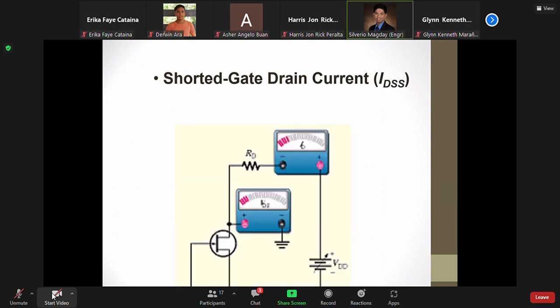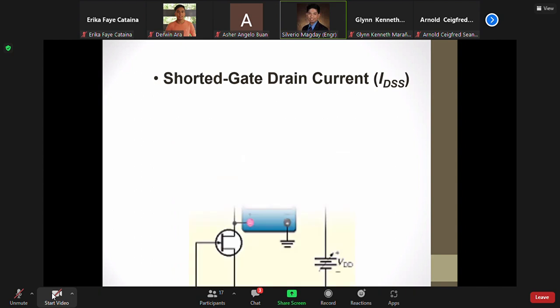VDS is now equal to your VP, or your pinch-off voltage, at VGS equal to 0, di ba? At VGS 0, doon tayo nagkakakuha ng your pinch-off voltage. So when we measure the drain current, it will reach its maximum possible value. That maximum value is what we call the shorted-gate drain current, or your IDSS. IDSS, which for JFETs or FETs is what's given in the specification sheet.